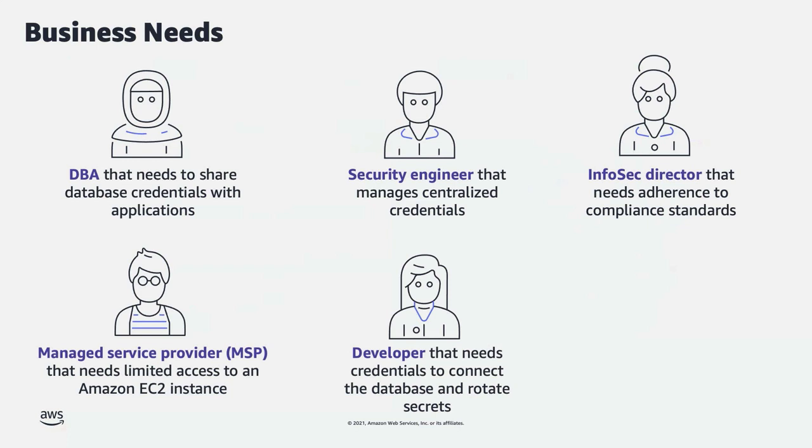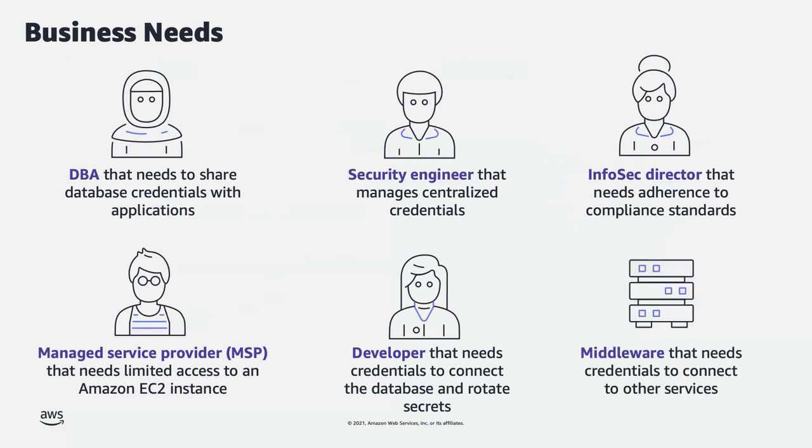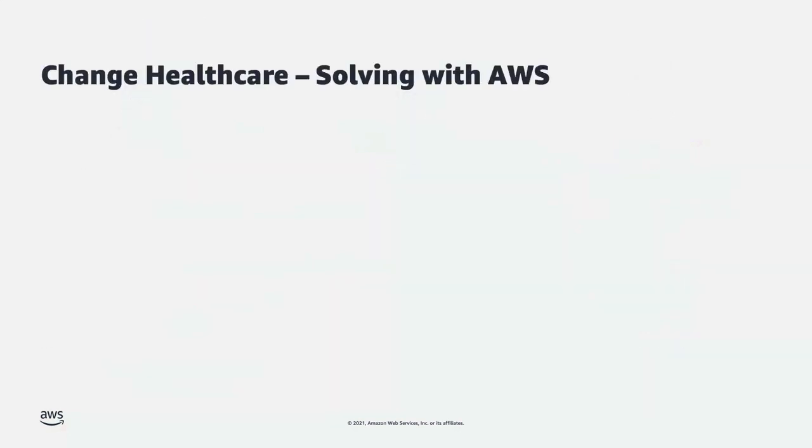Additionally, we have a developer that needs credentials for connecting to the database, as well as rotating secrets every 90 days so that they can meet the compliance requirements that the InfoSec director has put in place for their specific application team. And lastly, we have middleware that needs credentials to connect to all different types of services. I'm sure that you or someone in your company can relate to one of these business needs in terms of credential sharing. So let's dive into how we solved this with AWS services.